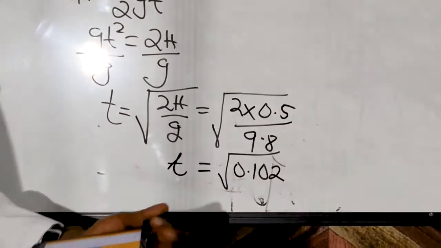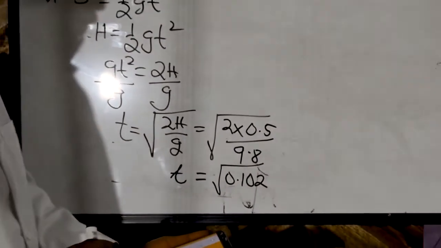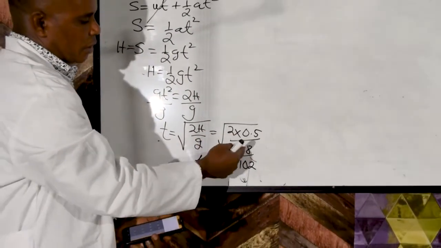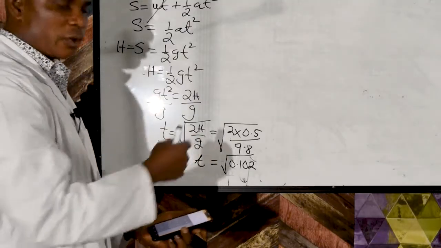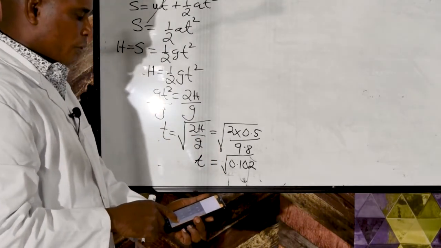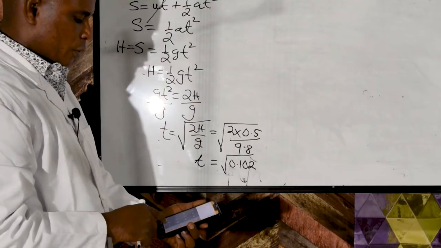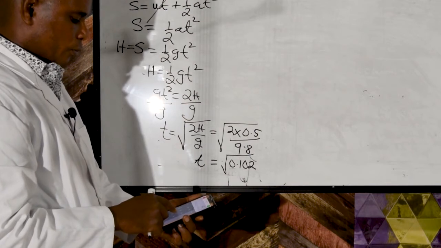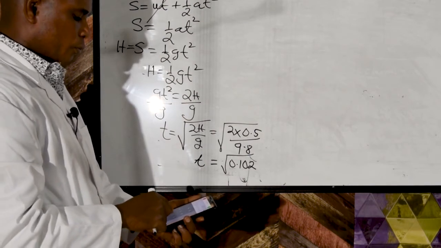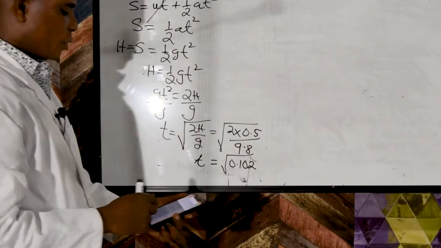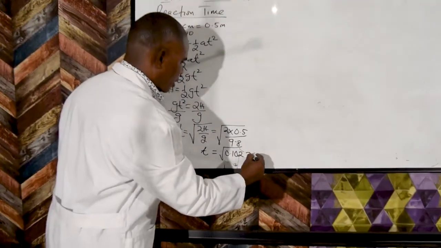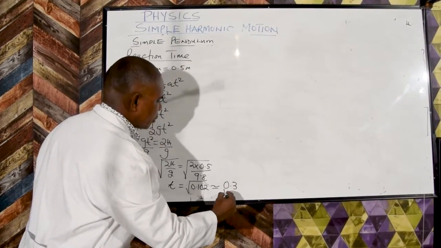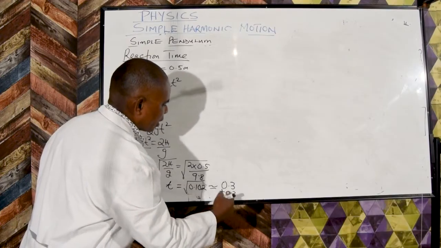0.102. If you take the root of that, you have something like that. So let's say we want to take the root. I've just multiplied this by this and divided by that, that's the g. And I want to take the root of that. So you have root of 0.102, so I'll be able to get approximately, let's say 0.3. Yeah, so this is plus or minus. My reaction time is 0.3.